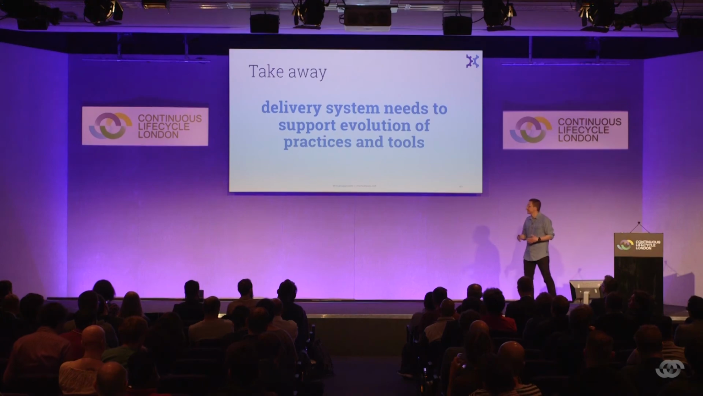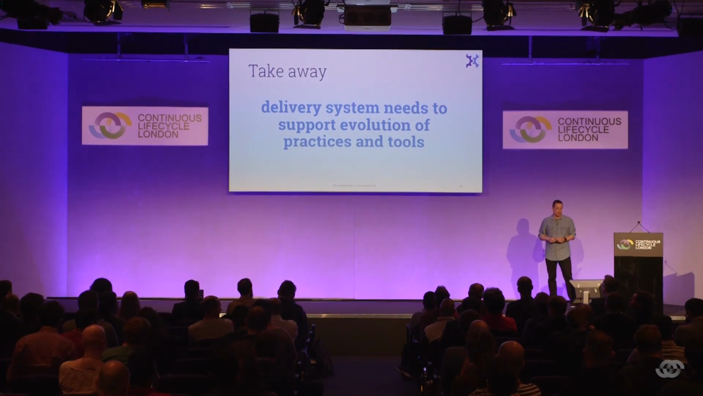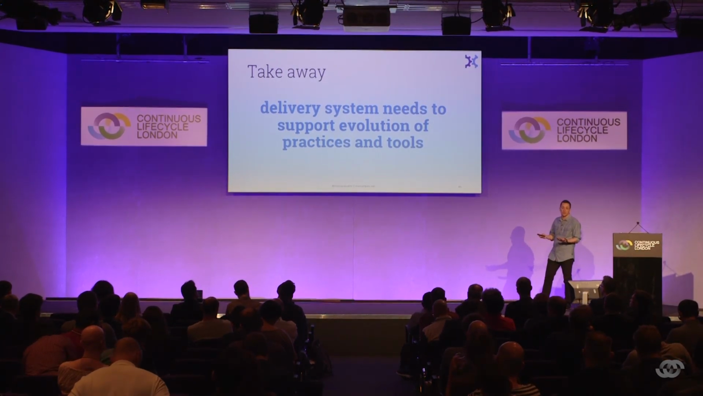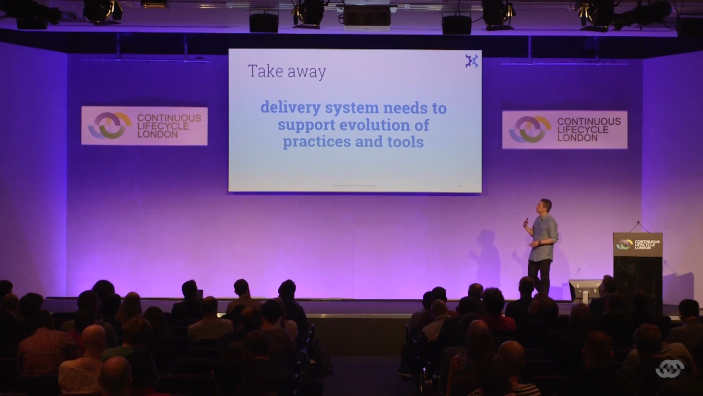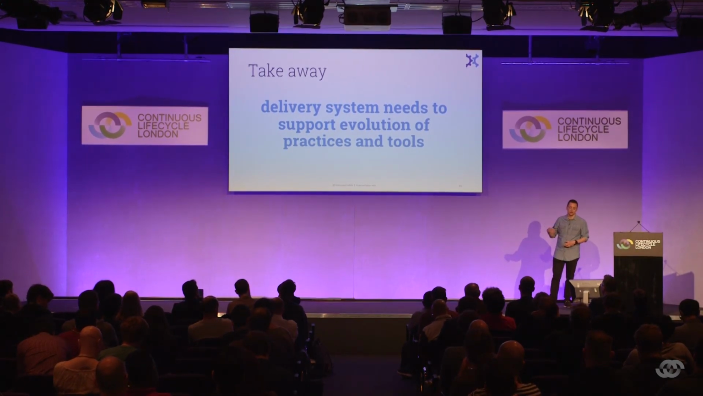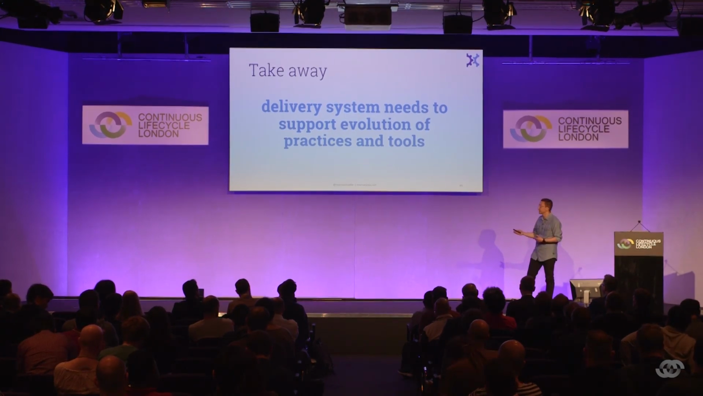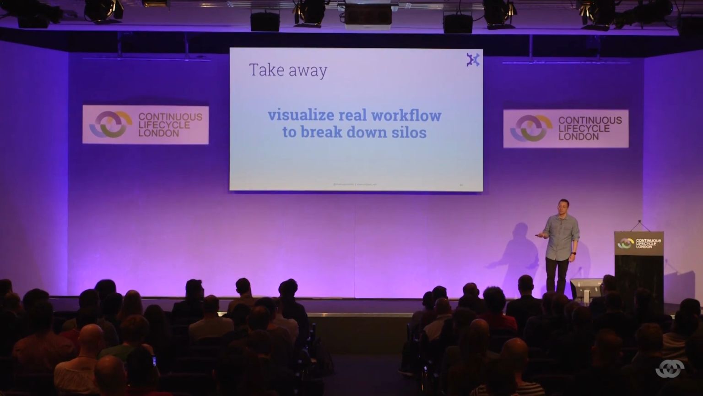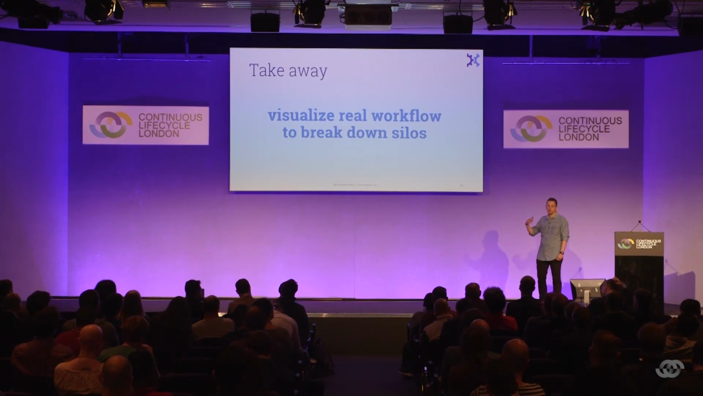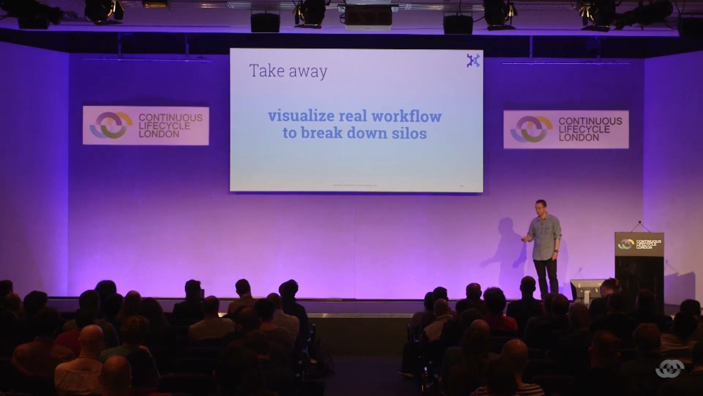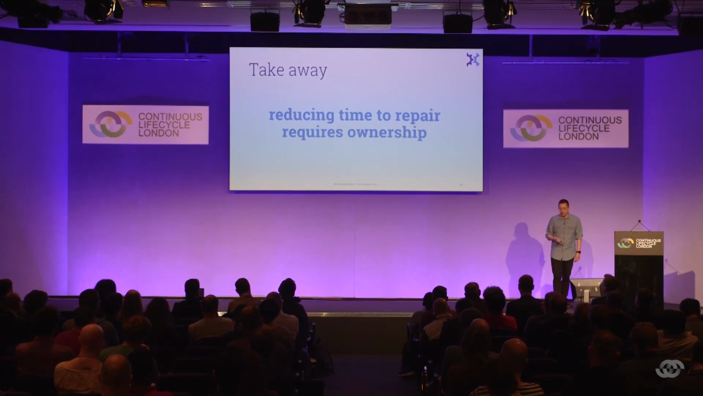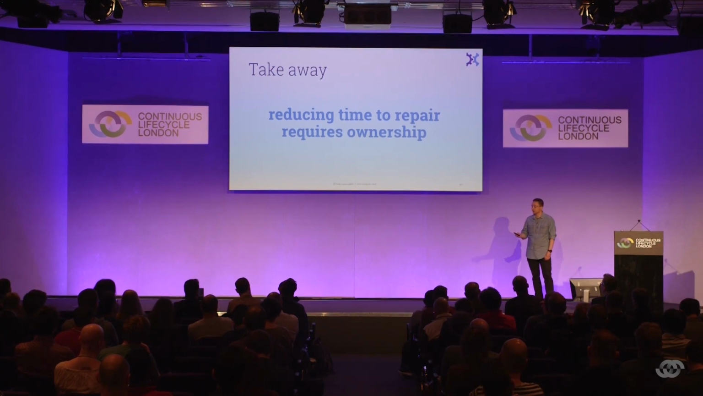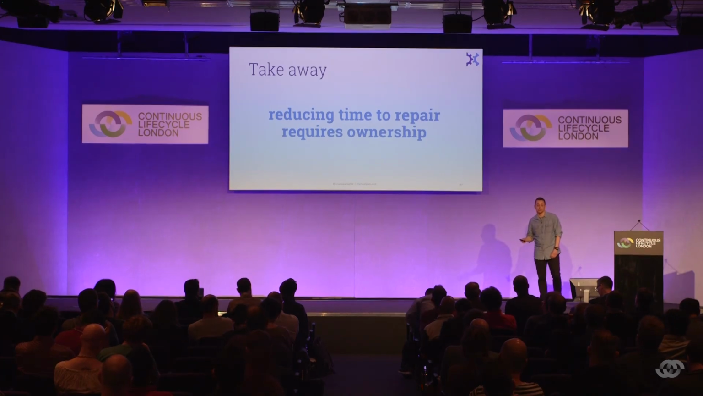So I'm sorry if it was a bit fast. Really the takeaways that I would hope you get from this session is treating our delivery system as a production system as well, and being able to evolve it and design it in a way that supports evolving requirements and our practices and the tools we use. Visualizing the actual workflow, the value stream in our pipeline, to help us identify silos and then work on removing those. And reducing the time to repair or the time to recover from issues in our delivery system requires ownership.